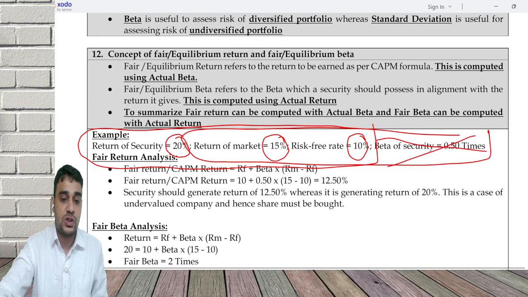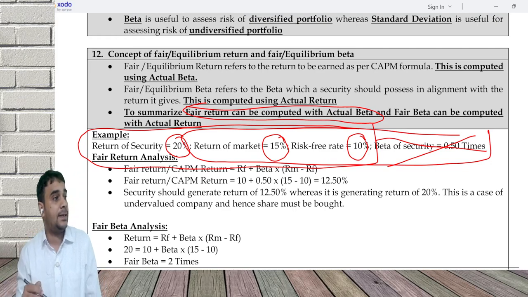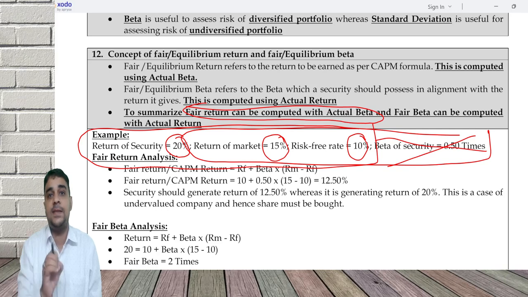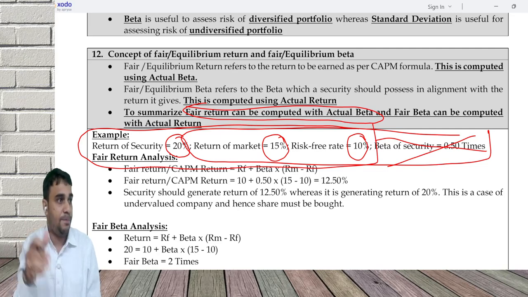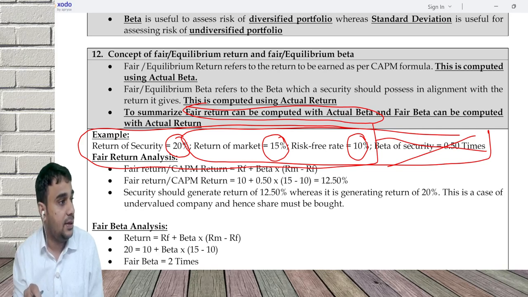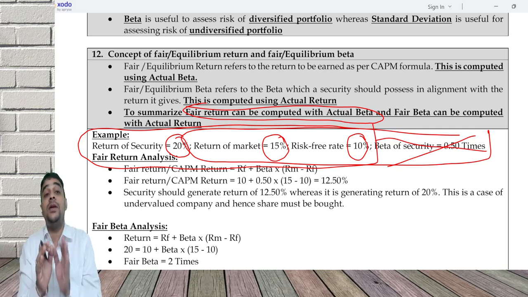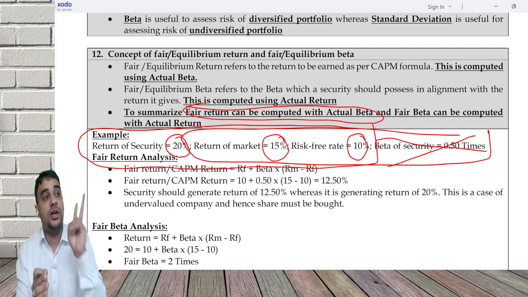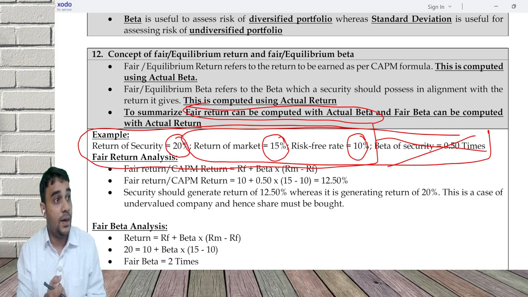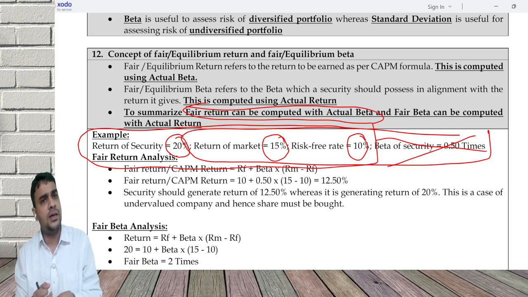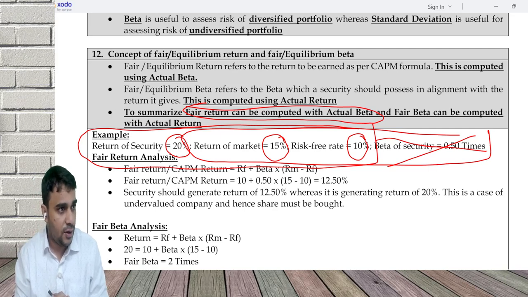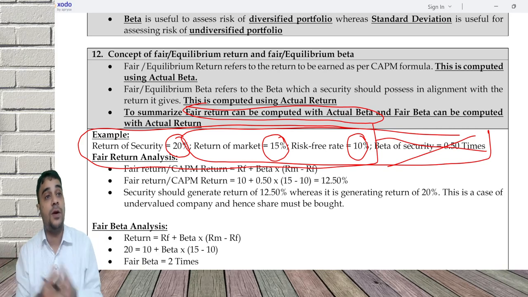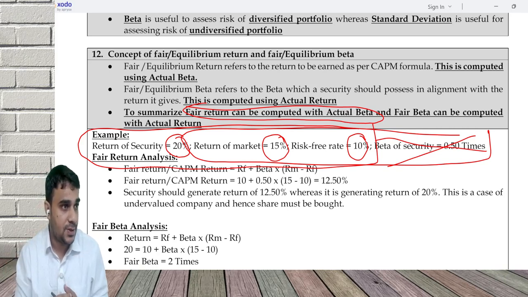Again, I'm repeating. To summarize, fair return can be computed with actual beta. That is, use the actual beta and tell me the CAPM return. That's one approach. Second approach is use the return given in the question and use the CAPM formula to get the fair beta. Fair beta means what should have been there so that security gives 20% return. If you are giving 20% return, take risk of 2 times beta, but you are taking risk of only 0.5. I'm very happy with this company.